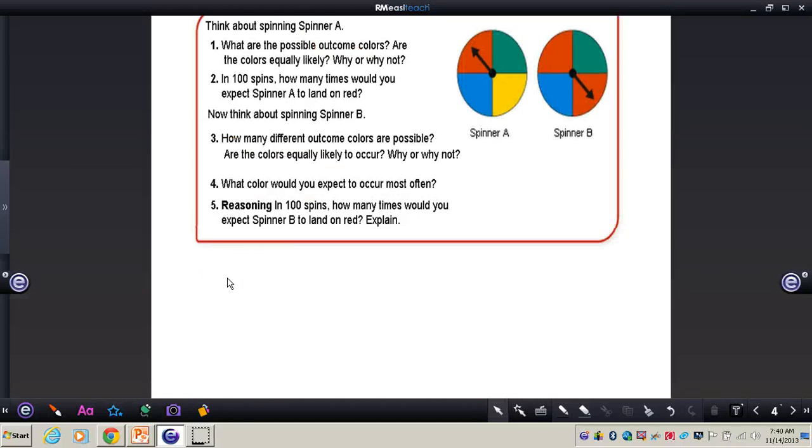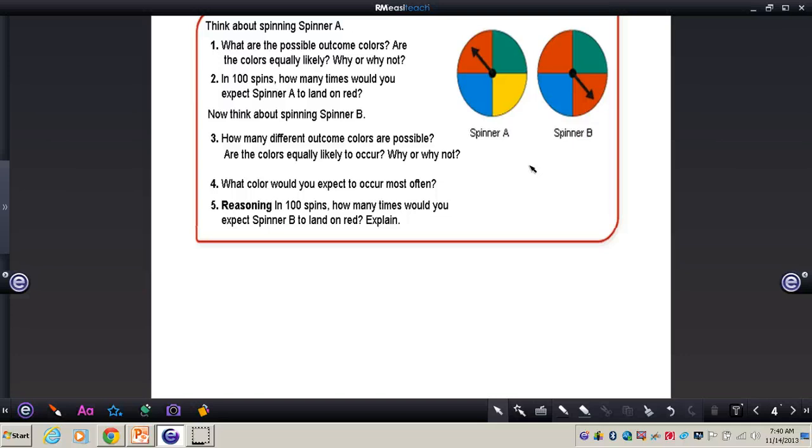Now I want you to get out your notes, and we're going to work through these problems together. So taking a look at number 1, and we're going to take a look at spinner A, which is right here. Spinner on the left. Okay, so it says, what are the possible outcome colors? So we just simply take a look at the possible outcome colors, which would be red, green, blue, and yellow. So that's our information we're starting to collect.